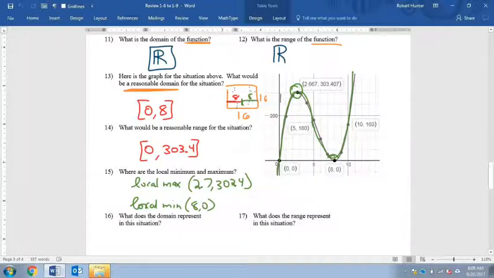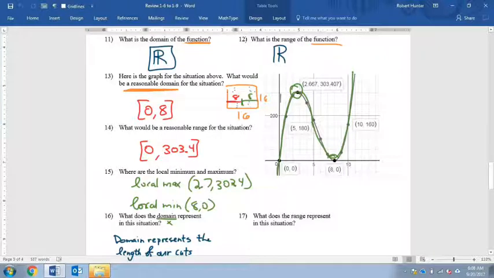Last but not least, what does the domain represent? Your domain is your x value, so think of what x represents. If you recall the situation, we're making cuts into a piece of cardboard. So the domain represents the length of our cuts. You can go back up the table higher on your page and look at that. Your x value is the length of your cuts. So that's what your domain represents.